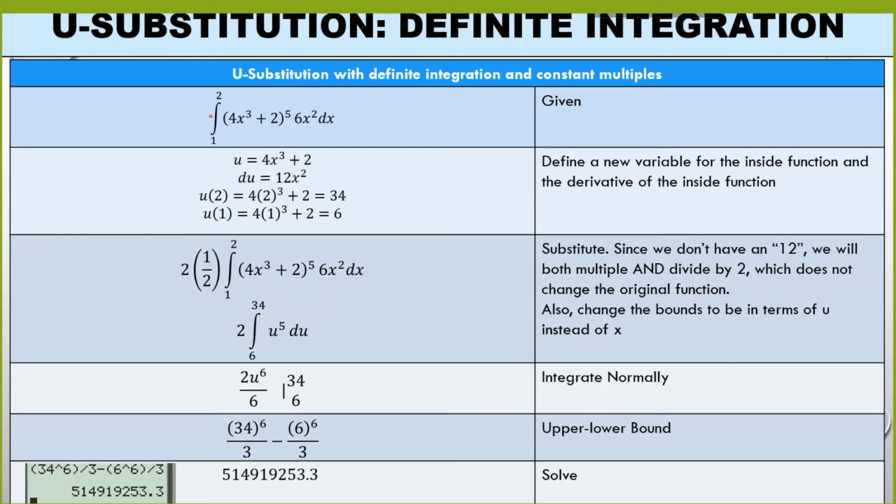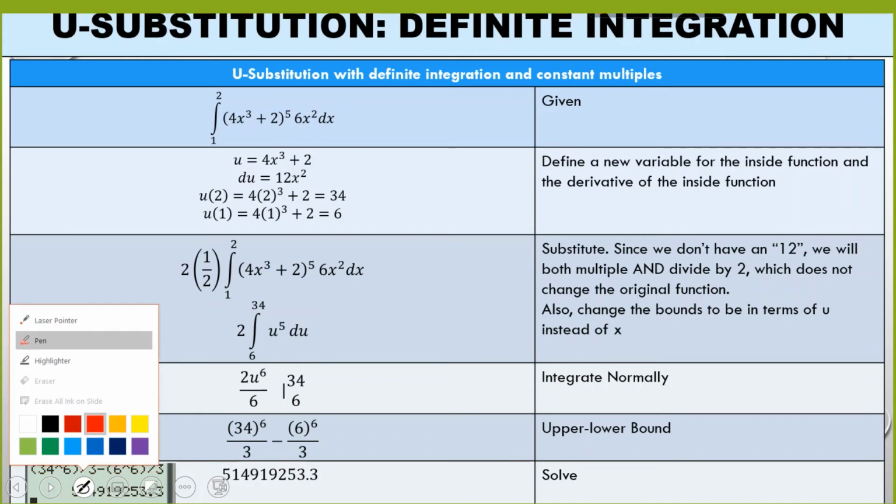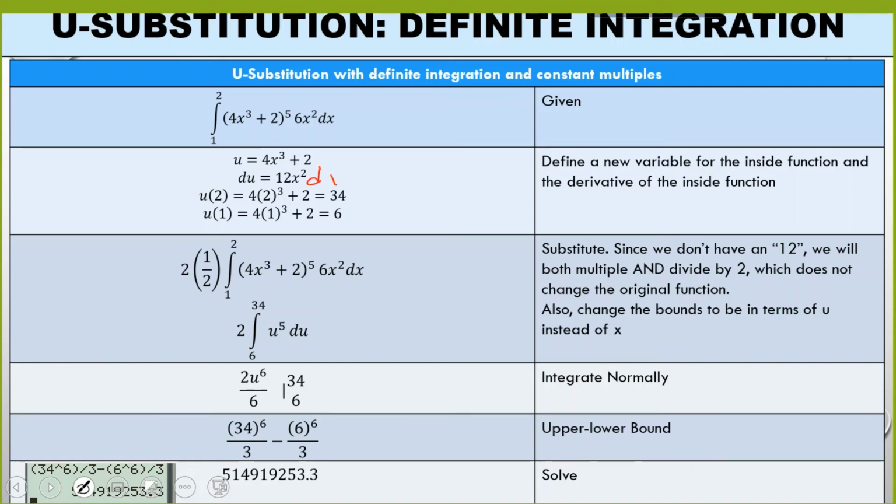If I wanted to integrate this, I've got my inside function here, 4x cubed plus 2, so that will be my u. When I derive it, I get 12x squared. That 12x squared is not quite the 6x squared dx that I have on the outside. Because I don't have the 12x squared that I need, I have 6x squared. I'm going to have to multiply by 1/2 and multiply by 2. That way I don't change the original problem. And then that 2 times 6x squared will be the 12x squared that I need for my derivative.